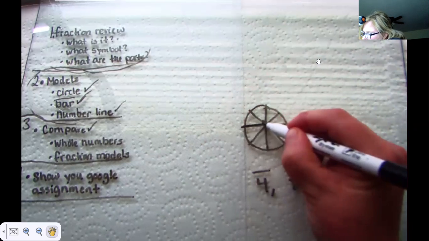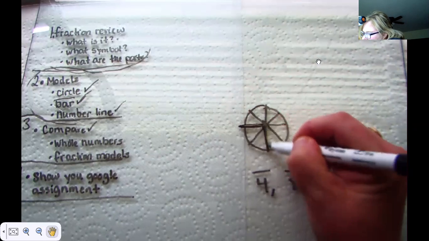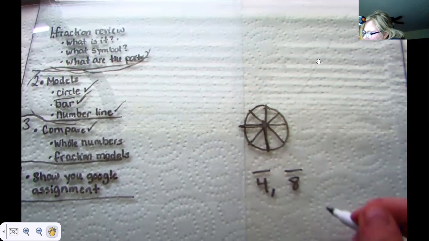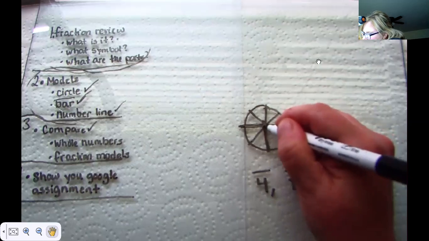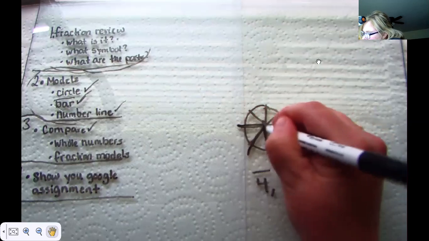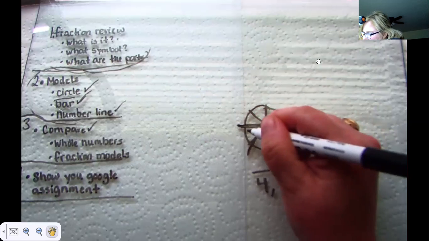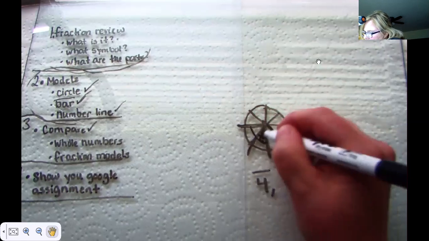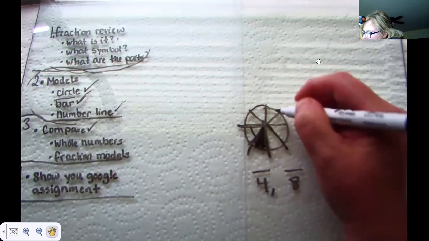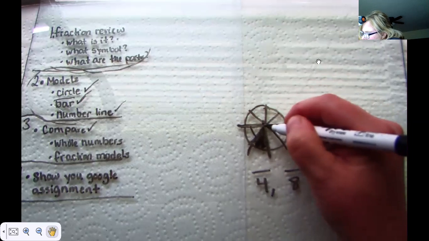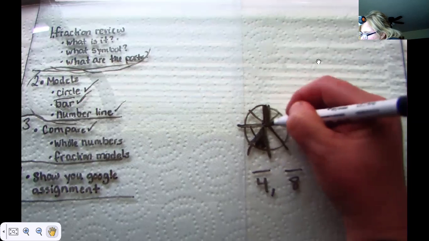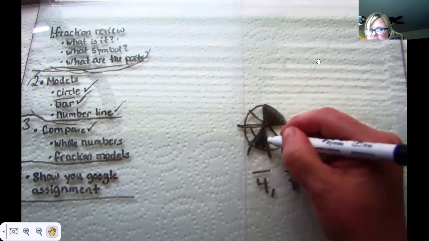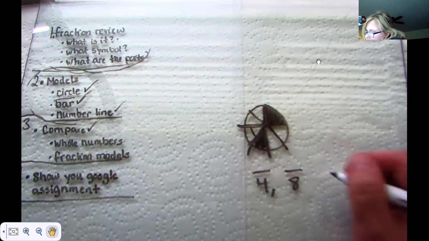A fourth of that is right here, all of that. But an eighth is right here. One of these is an eighth, but this is a fourth. That's a fourth, and just that part is an eighth. So there's an eighth, and let's say this is a fourth. Well, fourths are larger than eighths, which is backwards from the way we usually think.